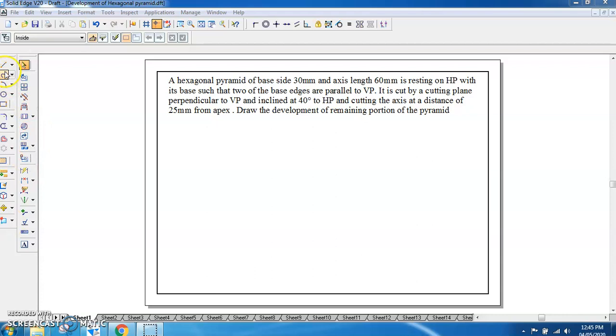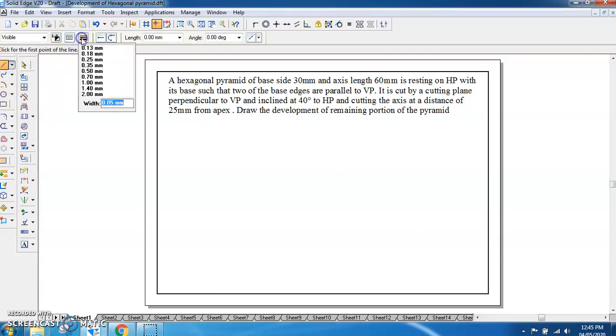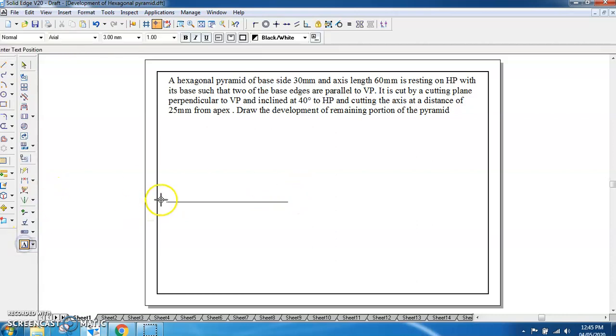So to solve this problem, we have to start with a line command. So line, a continuous line, and we have to start with the width 0.05. So first I'll draw the XY line. So this is the XY line I have drawn. I name this as X and this would be Y. Then we will be also naming this as VP, and below XY we will be having HP.